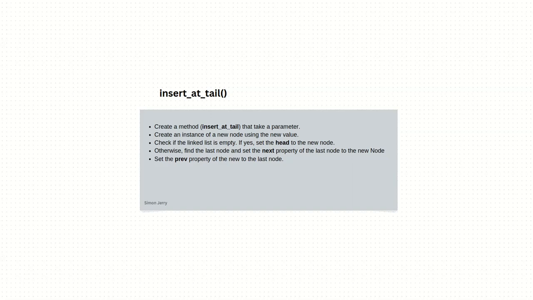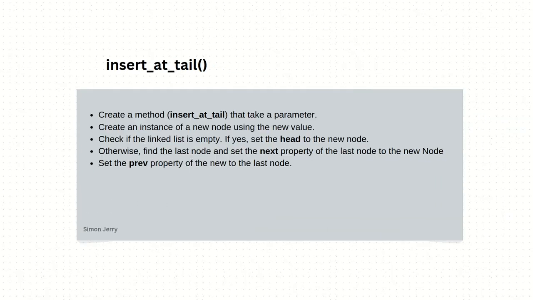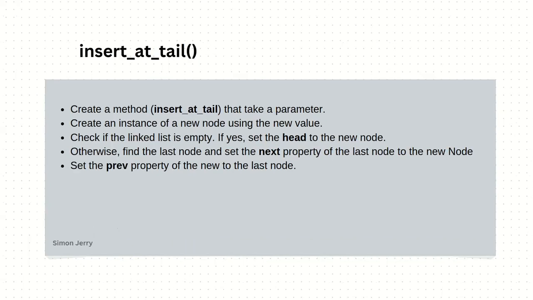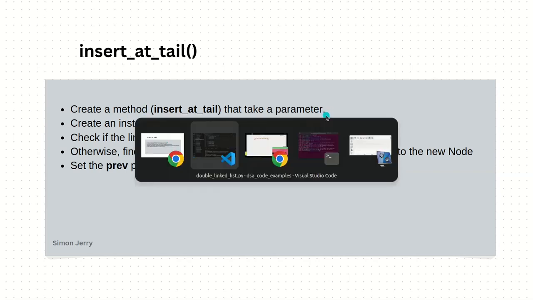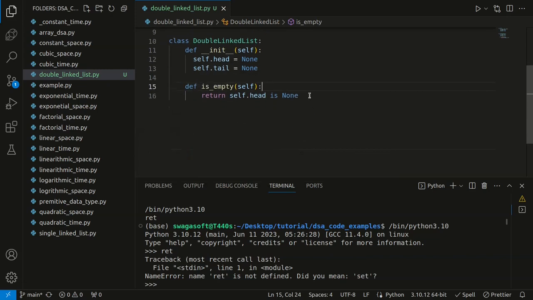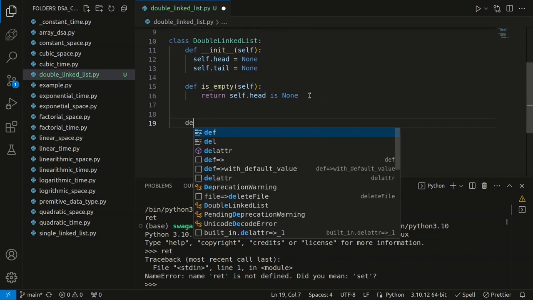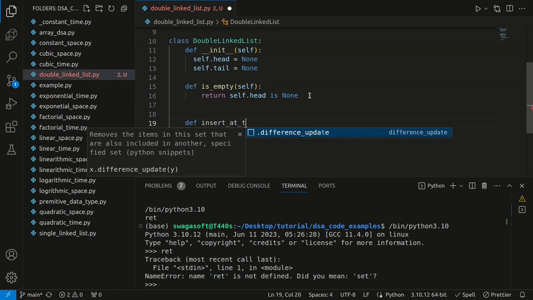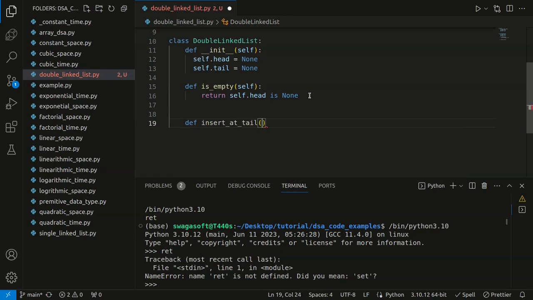Now we want to implement insert at the tail. So let me zoom in. I believe this is next. Yes, this is it. The first thing we need to do is create a method insert at tail that takes a parameter. So let us do that quickly: insert at tail.